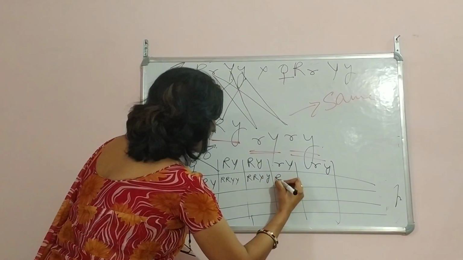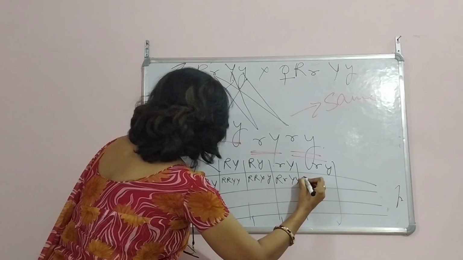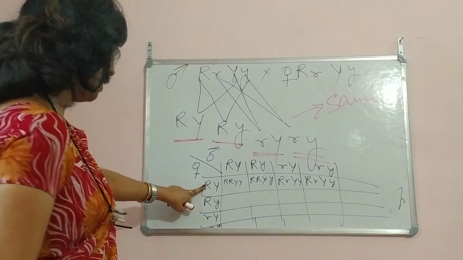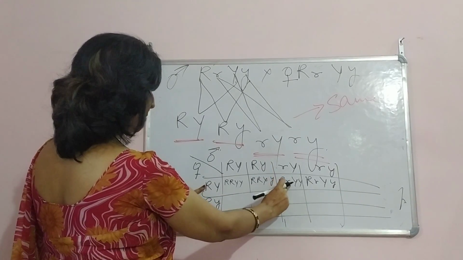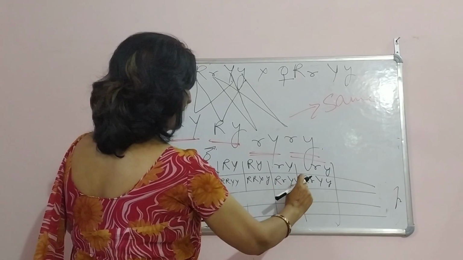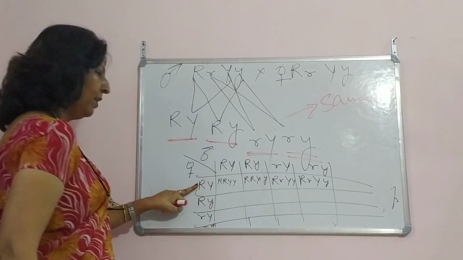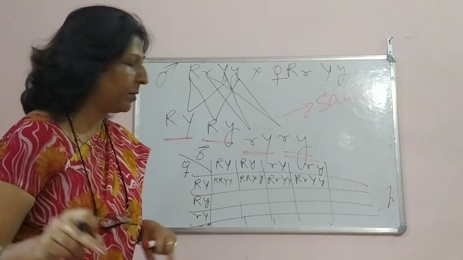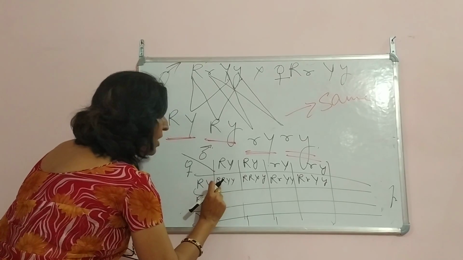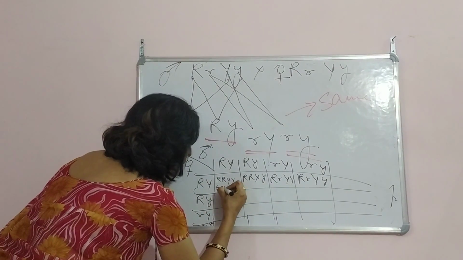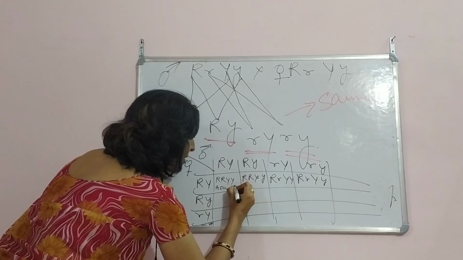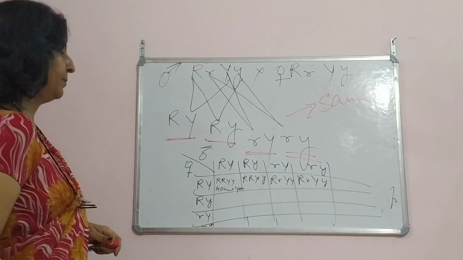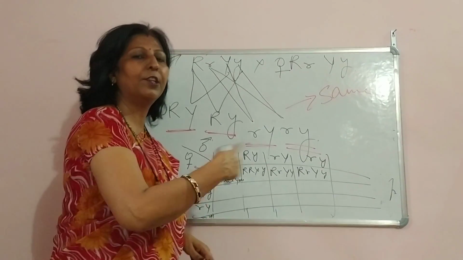So capital R, small r, capital Y, small y, and capital R, small r, capital Y, and the third one. It will be capital R, small r, capital Y, capital Y, and capital R, small r, capital Y, small y. Got it? So this is the genotypic constitution, if you remember. So what will be phenotypic? This RR will show round condition, and YY will be yellow. So this is round and yellow, round and yellow, round and yellow. So do it for homework, and we'll continue with this in the next class.